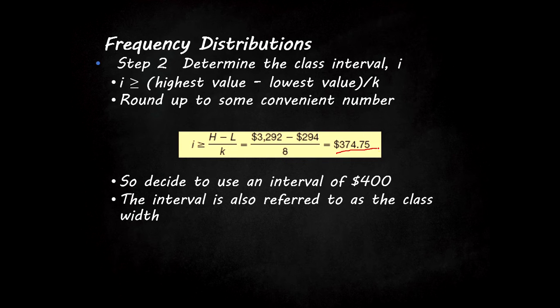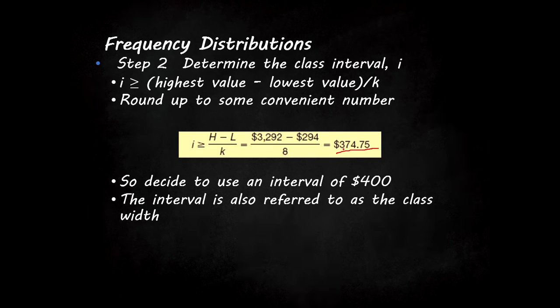That gives us an interval of 374.75. However, 374.75 is kind of an ugly number. It'd be really weird to have classes that had a width of 374.75. When we're displaying data, we want it to look really pretty. So instead of 374.75, we should round it to something really pretty, and preferably round it up if you want to keep 8 classes. But if you're okay with having one more class and it's close, it's okay to round it down and add an additional class or 2 if it makes sense with the data.